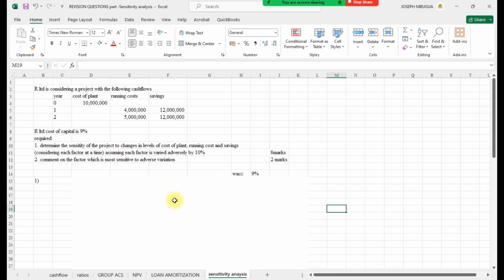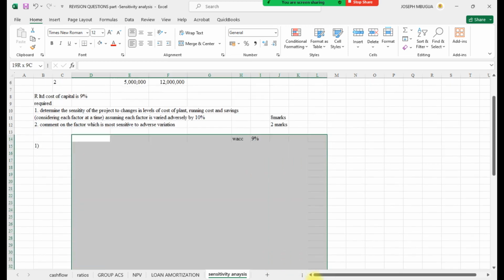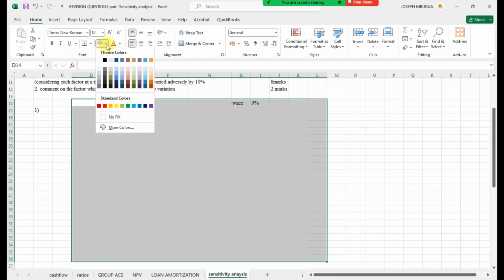So the same criteria, the same thing that you have done. In this case, each factor is varied adversely by 10%, and you are to comment on the factor which is most sensitive to adverse variation. So you are supposed to do this.